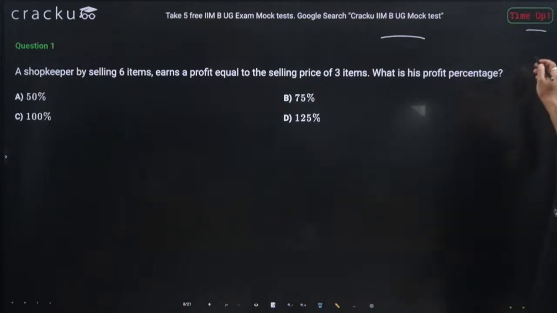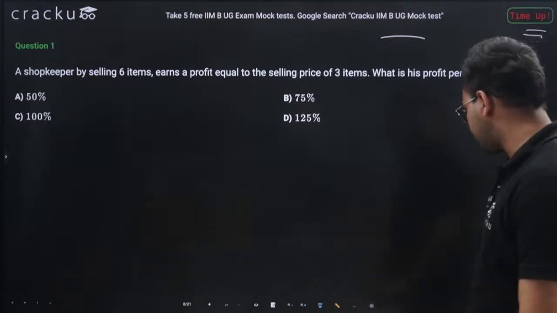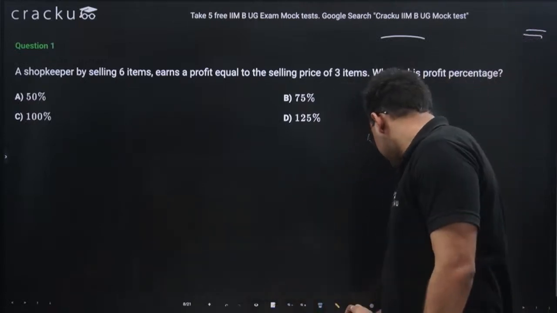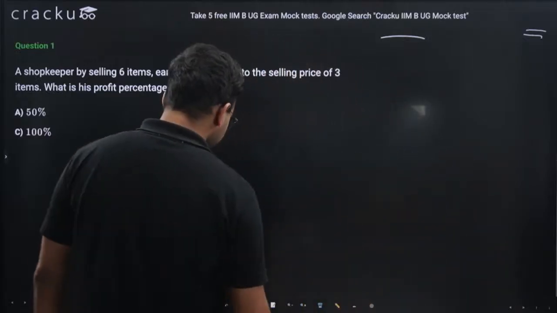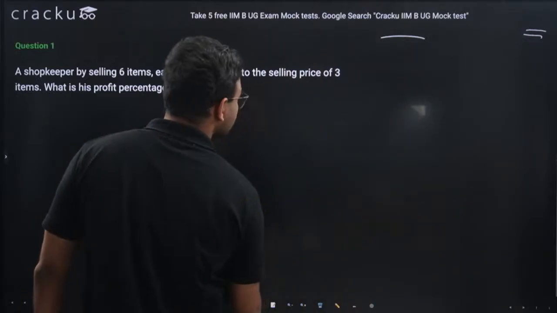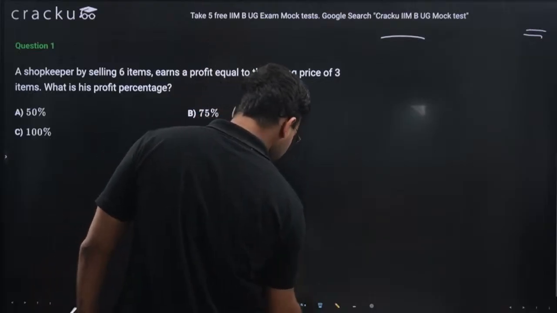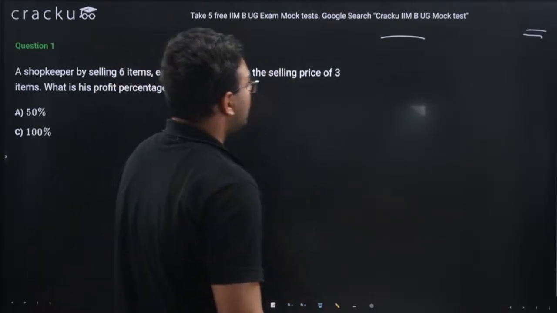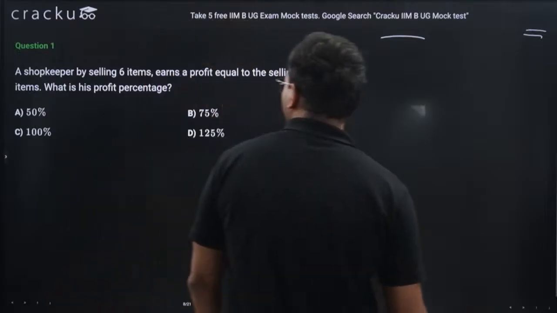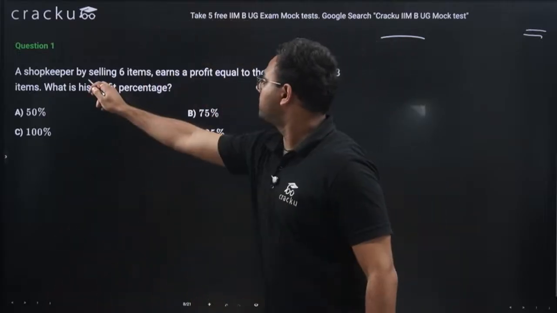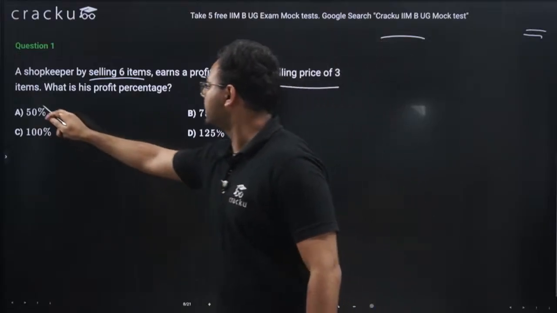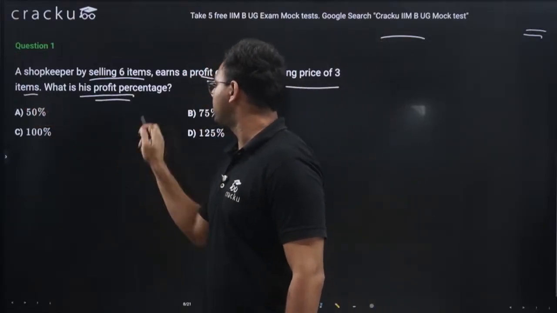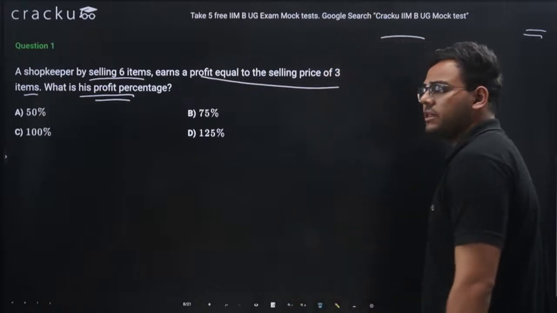So the time is up. Let's solve this question now. It is given that a shopkeeper, by selling 6 items, earns a profit equal to the selling price of 3 items. What is its profit percentage? So it is asking what the profit percentage is. This is an easy question.